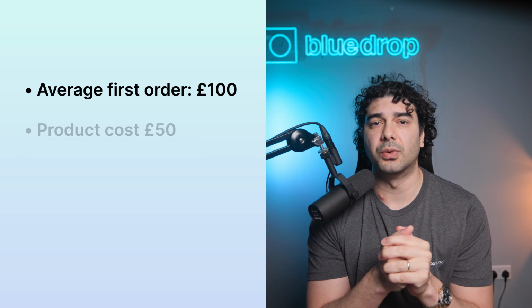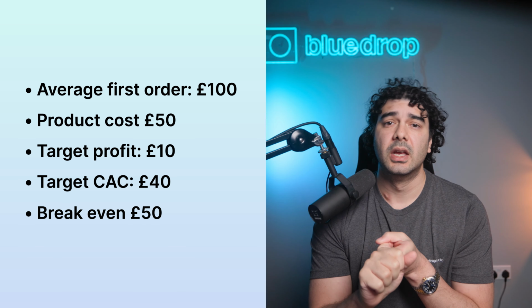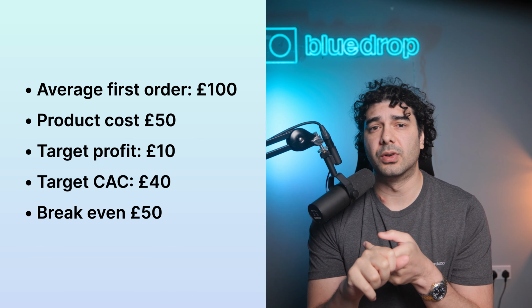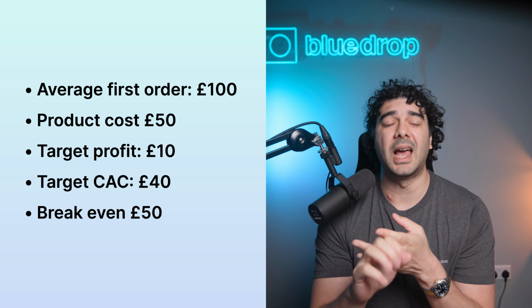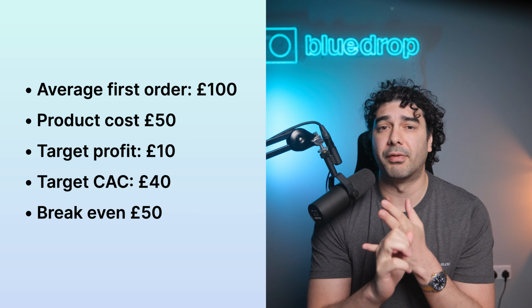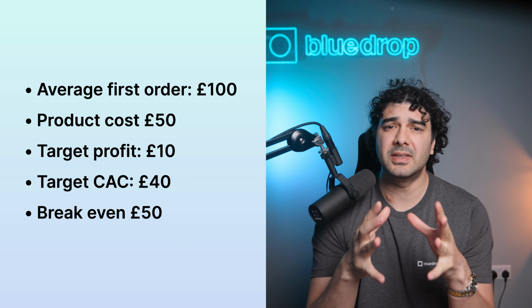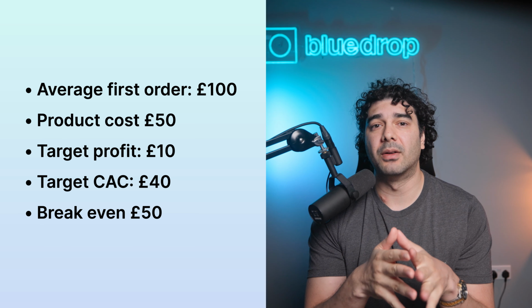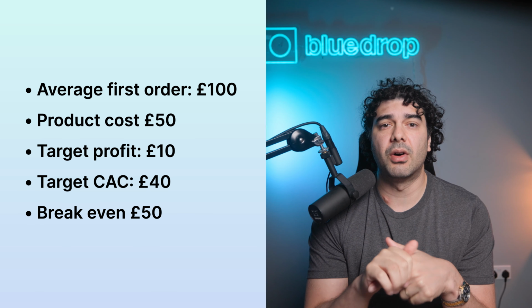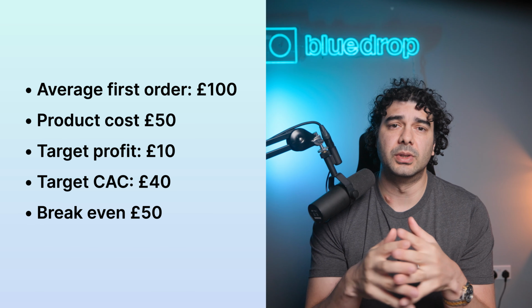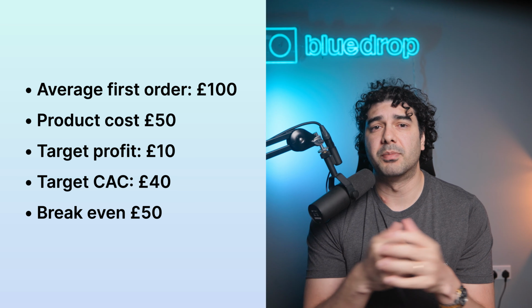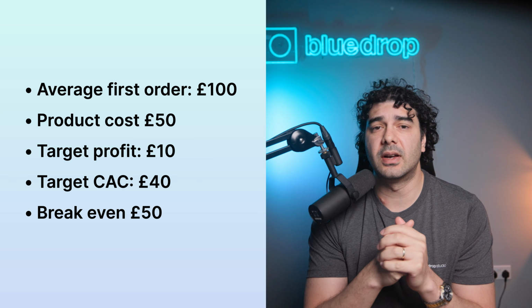Let's use one simple example. The average first order is £100. The product and all other order costs come to £50. That leaves £50 before ads. If the business wants to keep £10 from the first order, the target cost for one new customer is £40. So £50 is break even, but £40 is the target.